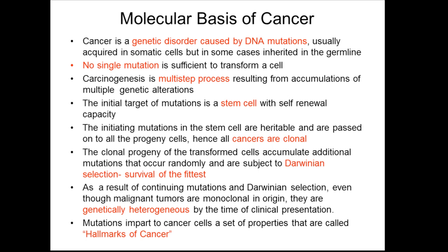All cancers are clonal. Every cell within a cancer that is clinically visible has been derived from a single cell. The clonal progeny of the transformed cells accumulate additional mutations that occur randomly and are subjected to Darwinian selection, survival of the fittest. And we'll come to that in a minute. As a result of continuing mutations and Darwinian selection, even though malignant tumors are clonal in origin, they are heterogeneous by the time of clinical presentation. And this is also an important concept.